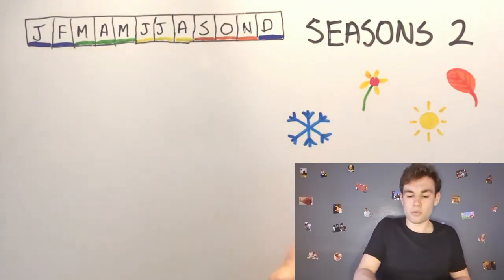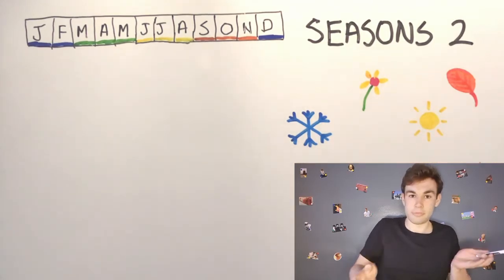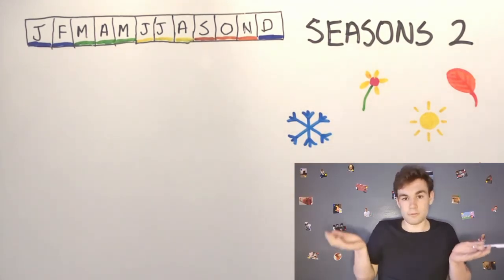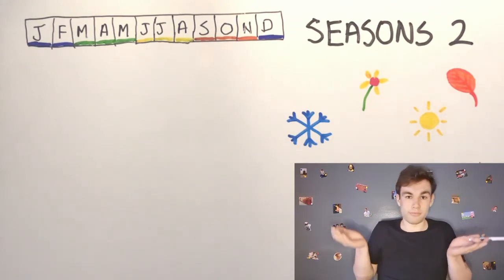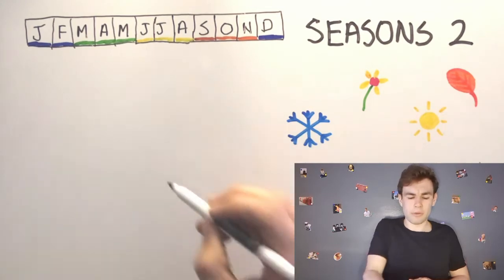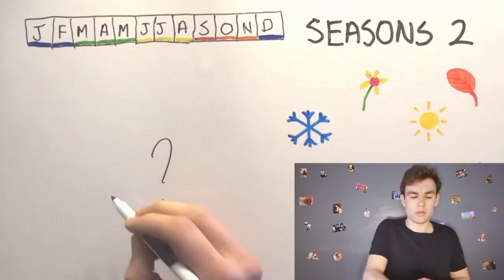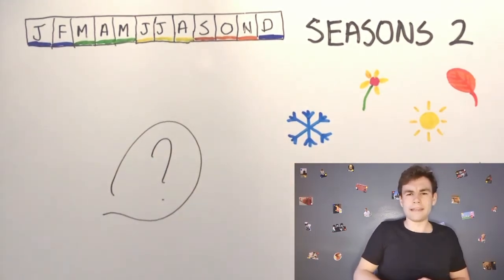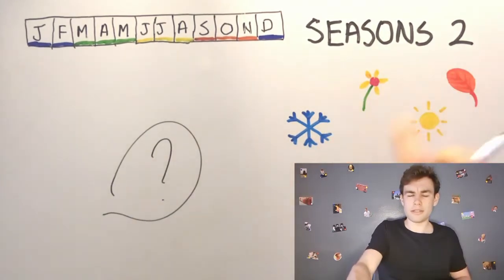Seasons: winter, spring, summer, and autumn or fall. Autumn, fall, they are the same. Now, a question: why are there seasons?